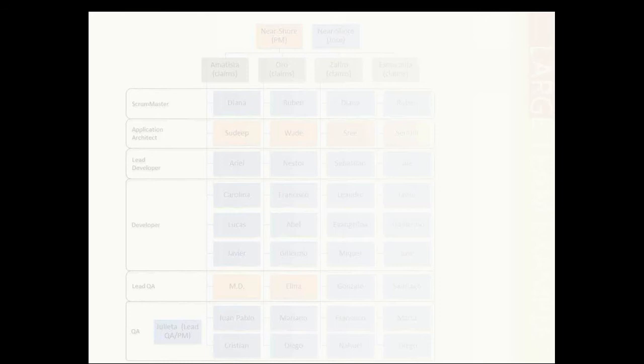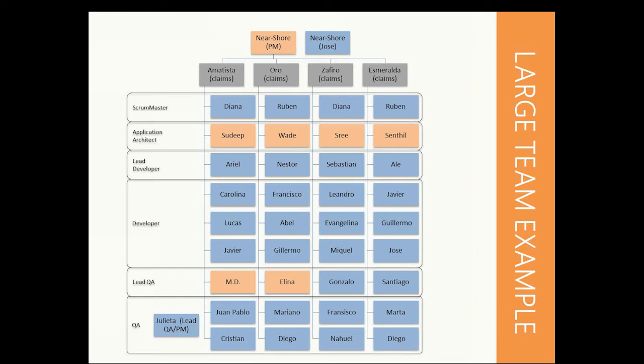We split the whole group into 4 teams led by 2 Scrum Masters. All 4 teams were working as one big team, although we had different user stories, we shared the same goals. And each Scrum Master supported 2 teams. And each team had a lead developer and QA coordinating the work, who could be from Argentina or the US, as you can see on the chart. We have also the application architect supporting the team as well.